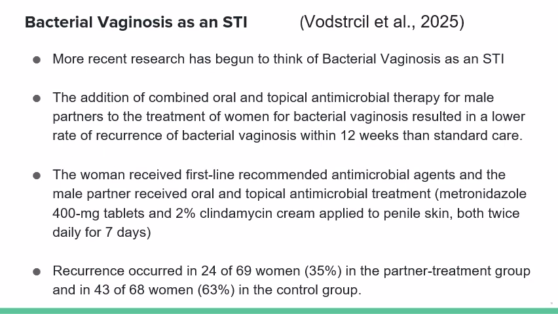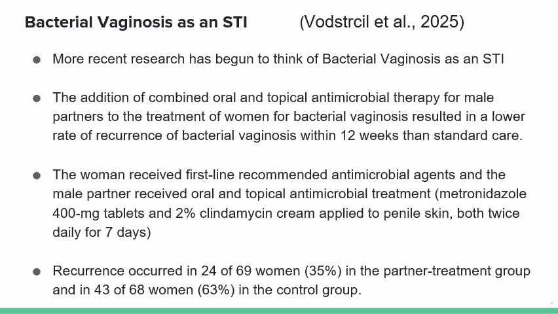Also, this semester, there's been research pointing towards bacterial vaginosis as an STI. Most recent research has begun to think of bacterial vaginosis as an STI as opposed to just something that occurs. The addition of combined oral and topical antimicrobial therapy for male partners to the treatment of women for bacterial vaginosis has resulted in a lower rate of recurrence of bacterial vaginosis within 12 weeks compared to standard of care.